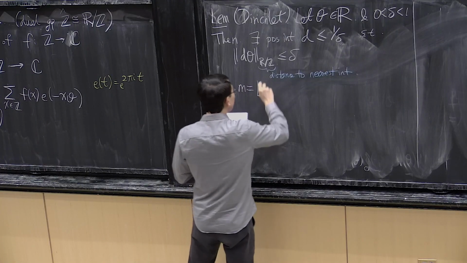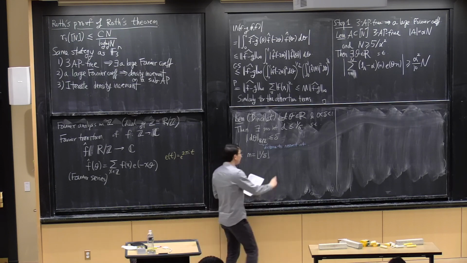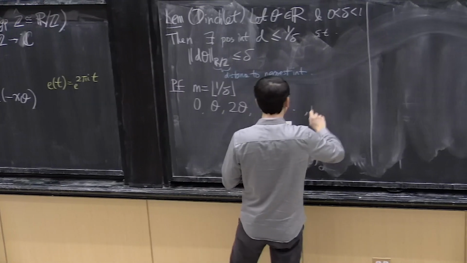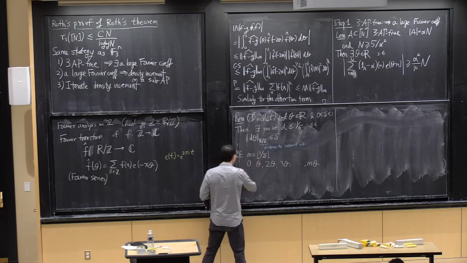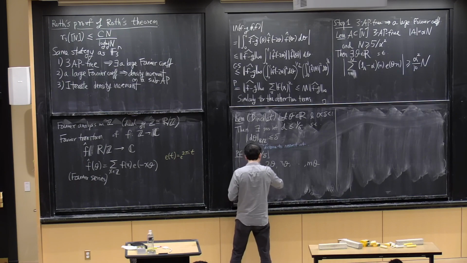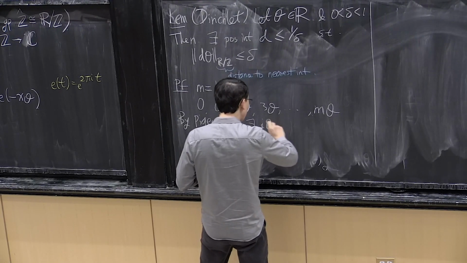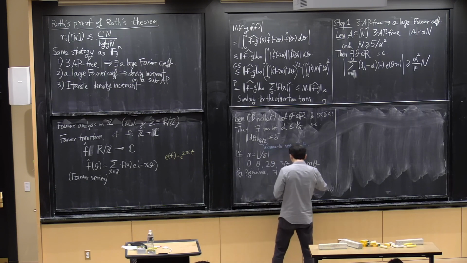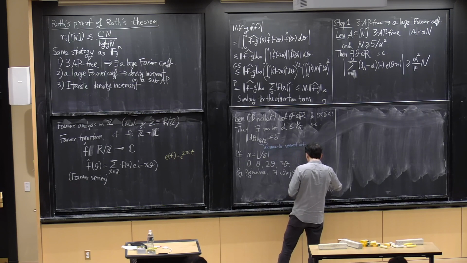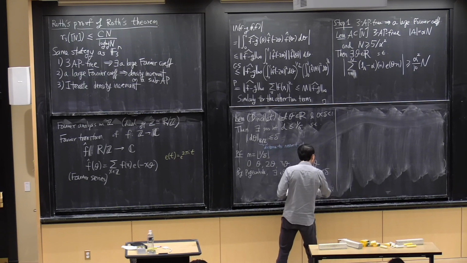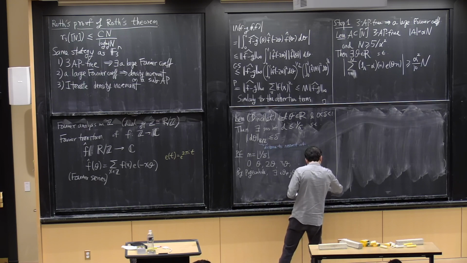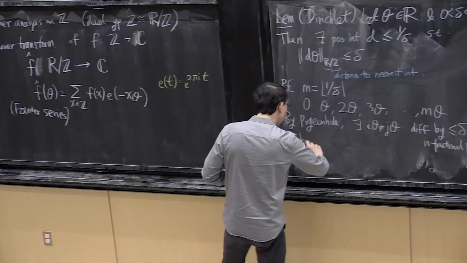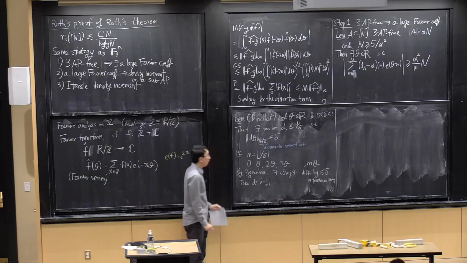All right, so the proof here is by pigeonhole principle. Let m be 1 over delta rounded down, and consider the numbers 0, theta, 2 theta, 3 theta, and so on to m theta. By pigeonhole, there exist i theta and j theta, two different terms of the sequence, such that they differ by at most delta in their fractional parts. Now take d to be the difference between i and j. And that works.